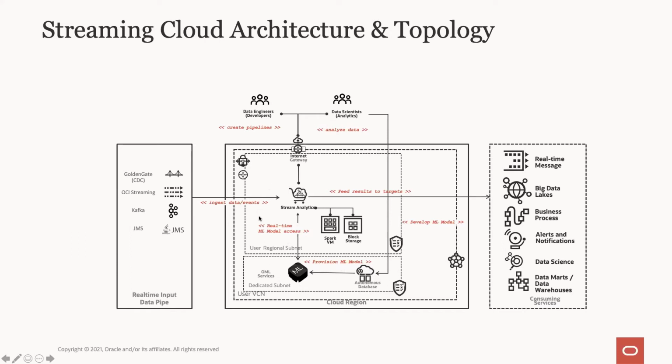And Oracle Stream Analytics is running on a separate subnet or separate instance on the OCI. Here, data engineers would develop a pipeline, and this pipeline would have various different sources coming in, and it would interact with the machine learning model in real time. This result is then processed in the next stages, and it would be sent to various different targets like real-time messaging systems, big data lakes, business process applications, alert notifications like the OCI notification service, or data science and data marts as well.